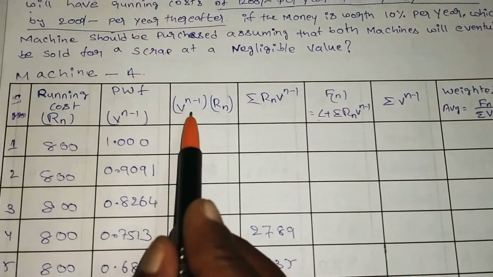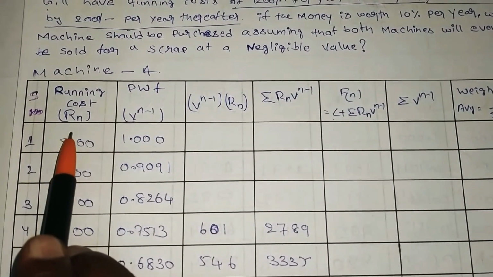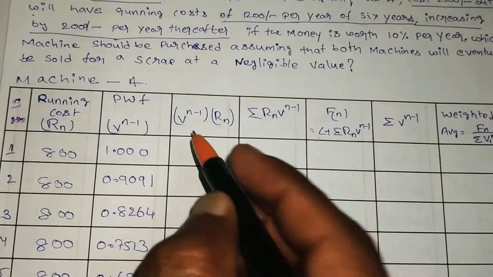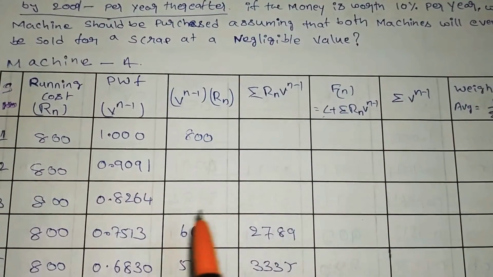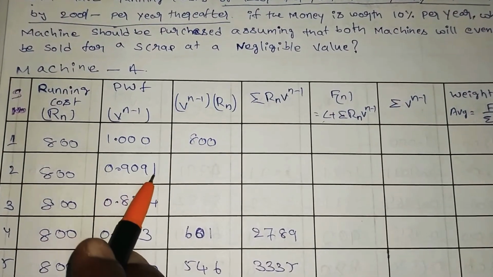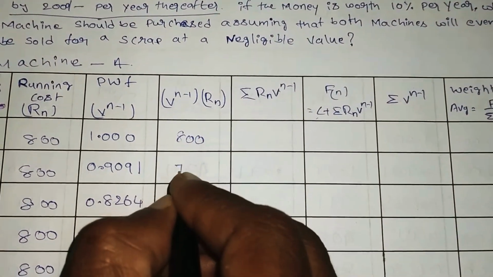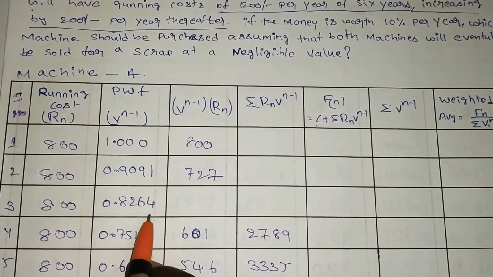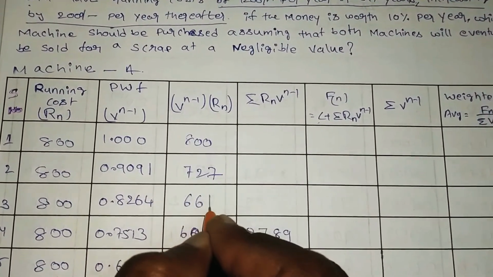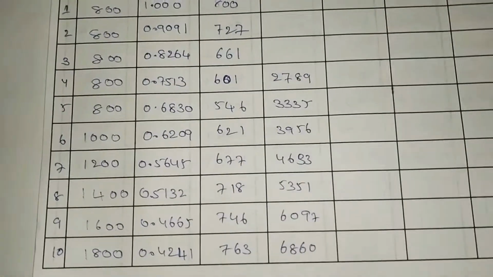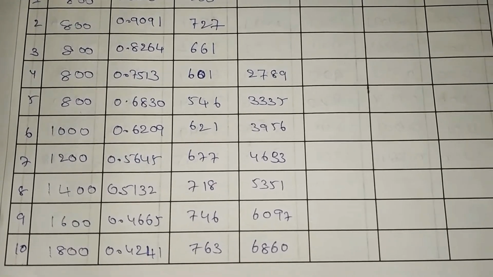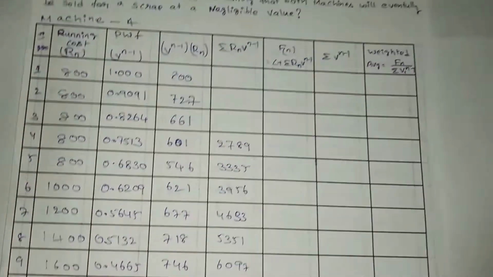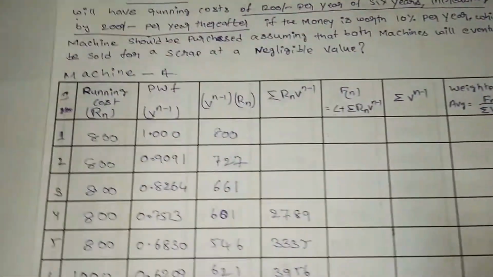Next we are going to write the fourth column. V power n minus 1 into r means the product of running cost and worth factor. 800 into 1 is equal to 800. 800 into 0.9091 is equal to 727. 800 into 0.8264 is equal to 661. Similarly, like this, year-wise for the 4th year, 5th year, 6th year, 7th year, 8th year, 9th year, and 10th year.